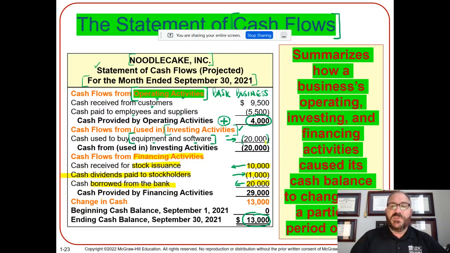So anyway, you have this 4,000, you have this negative 20, you have 29, so your change in cash is 13. And the reason why, you say, well, where change in cash is 13, right? Beginning cash balance was 0. Our ending cash balance is $13,000. And by the way, this number matches up to what's on the balance sheet.